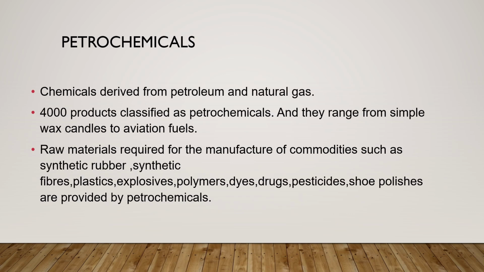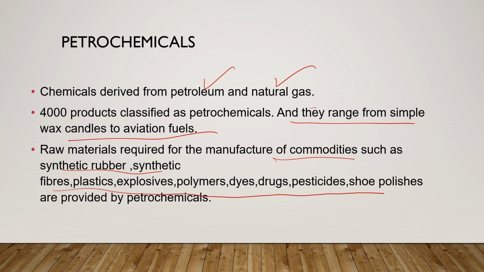So, what are petrochemicals? Petrochemicals are chemicals derived from petroleum and natural gas. There are more than 4,000 petrochemical products, ranging from simple wax to aviation fuels and raw materials for certain industries, manufacturing commodities such as synthetic rubber, plastic fibers, explosives, polymers, dyes, drugs, pesticides and shoe polishes. There are several other industries, like detergents, that also get their raw material from the petrochemical industry.